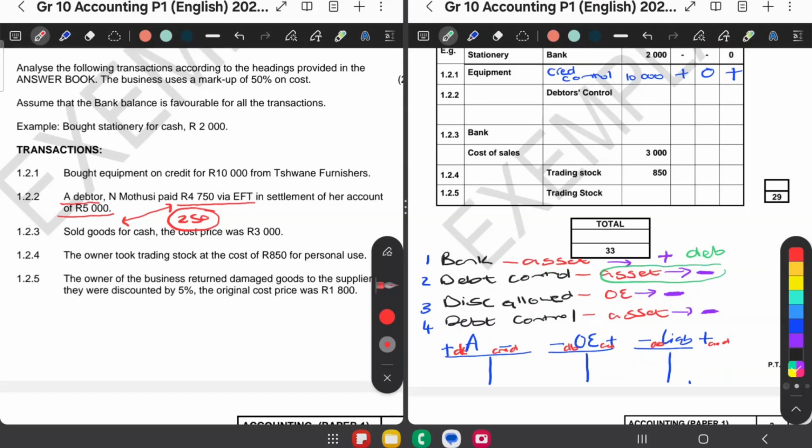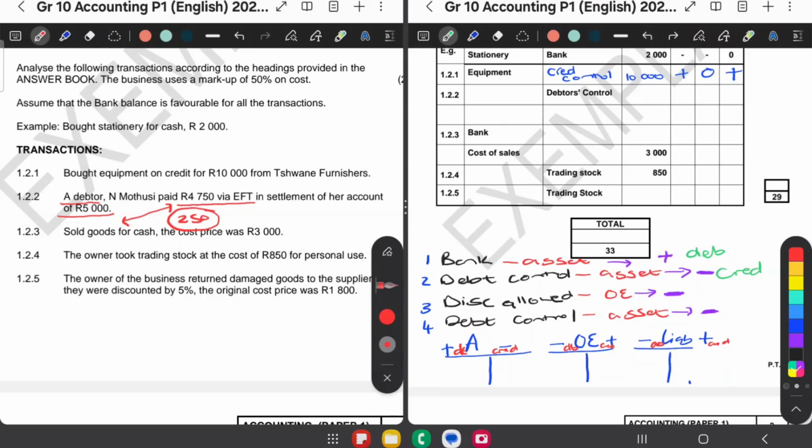Then asset and a minus. Yes, asset, and there's the minus. It's credited, so this account will be credited. Then owner's equity and a minus. Let's go look. Owner's equity and a minus. There's the minus. Debited.